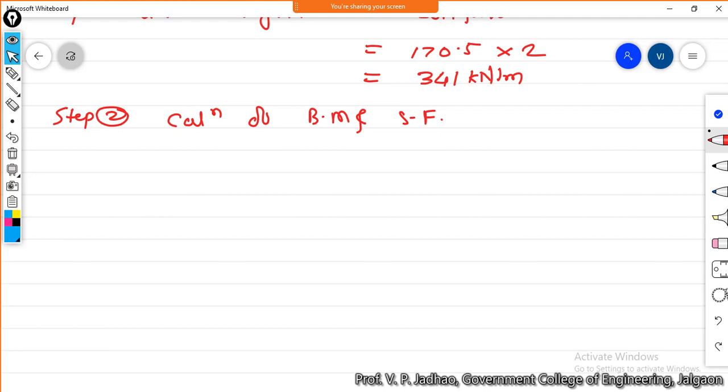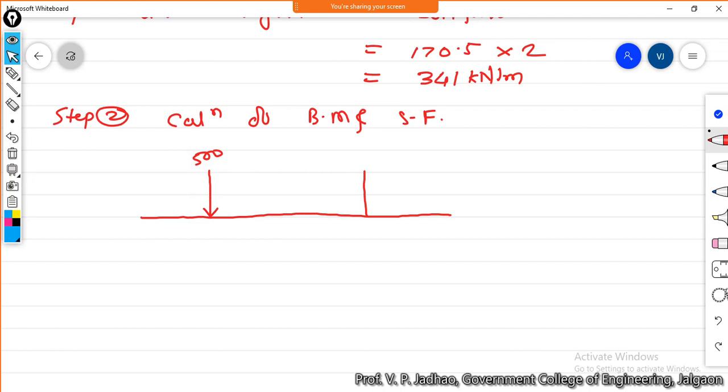So we have to calculate the bending moment and shear force. Now while calculating the bending moment and shear force, what are we assuming? We are assuming that this particular footing is acting like a beam, which is resting on two different columns. The load from this column W1 will be transferred here, that is equal to 500 kilonewton.